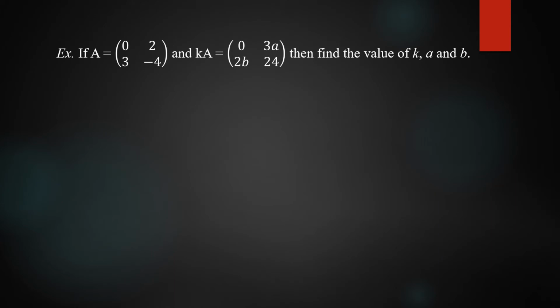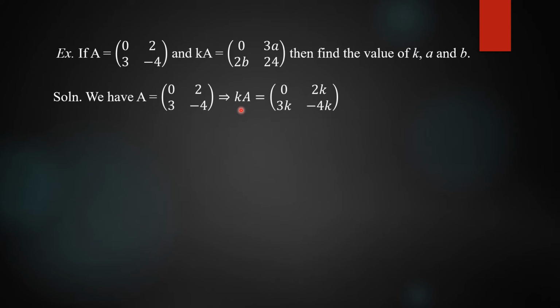So next, let me take one example here. It is given that the matrix A is equal to 0, 2 and 3, 4, a 2 by 2 matrix here, 2 rows and 2 columns. Okay, 2 by 2 matrix. And kA, the scalar multiplication of A with k, is equal to this new matrix given. Then we are asked to find the values of k, a and b. So first of all, you take A, then find kA manually, and then kA will be equal to this one. Okay, so take the solution.